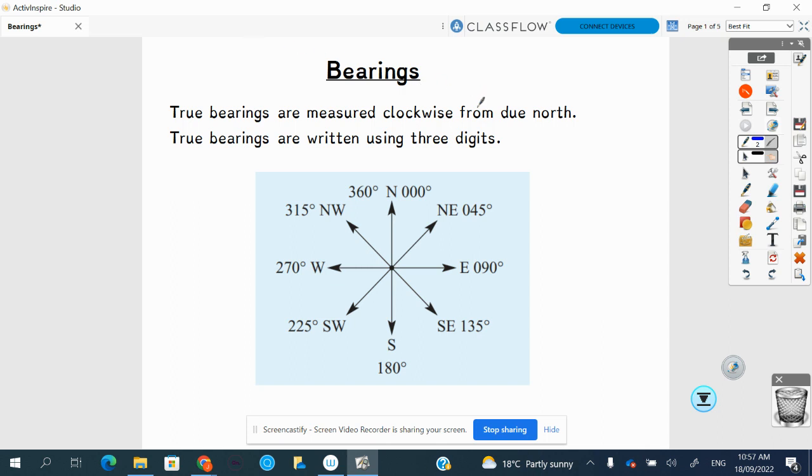This video is about bearings. True bearings are measured clockwise from due north, so that's this way. True bearings are written using 3 digits, as you can see in this example. This example shows some of the standard or typical bearings that you can come across, such as north, northeast, east, southeast, etc. You'll use your knowledge of these standard bearings to find other unknown bearings.